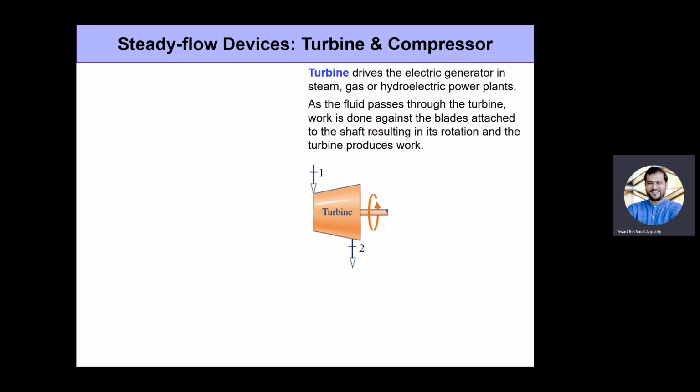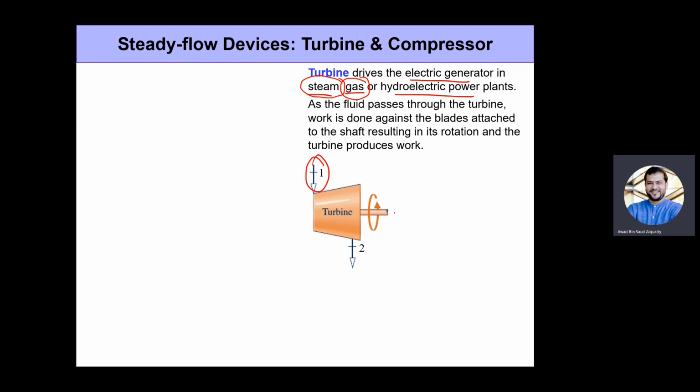A turbine is any device that is basically used to drive an electric generator and gives out a work output, right? Or a power output. A turbine is very commonly used in a steam power plant, a gas turbine, or even a hydroelectric power plant. In a steam or gas power plant, the role of a turbine is to give out the work output, and it converts the high enthalpy of the incoming fluid, which comes in at state one, into the work output, right?